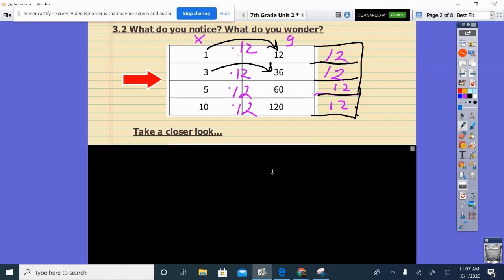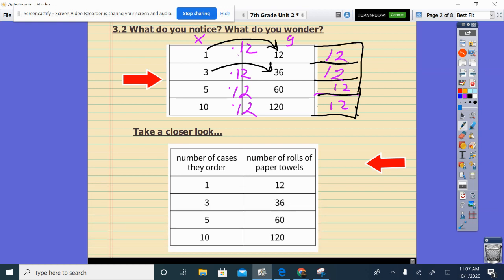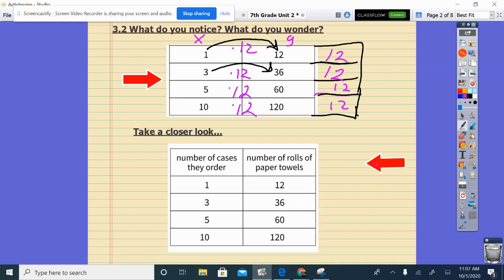Now let's take a closer look. This is an example we used earlier in the week when we started talking about proportional relationships and equivalent ratios. So just add a header to the top of the table you just made: cases, and then number of rolls of towels. And now it makes sense. This is something we did before.